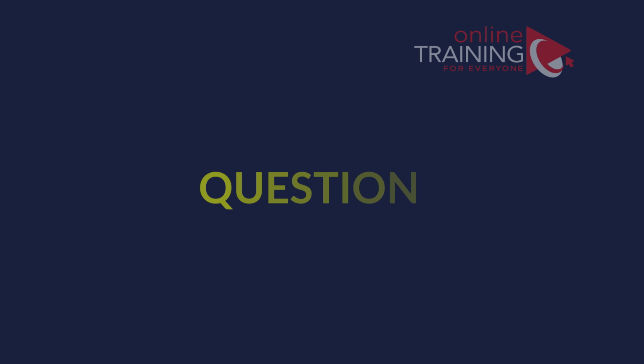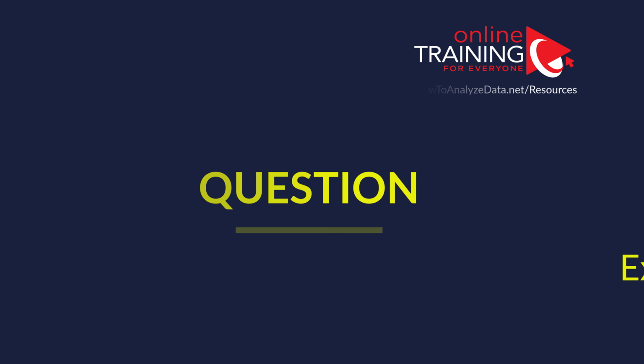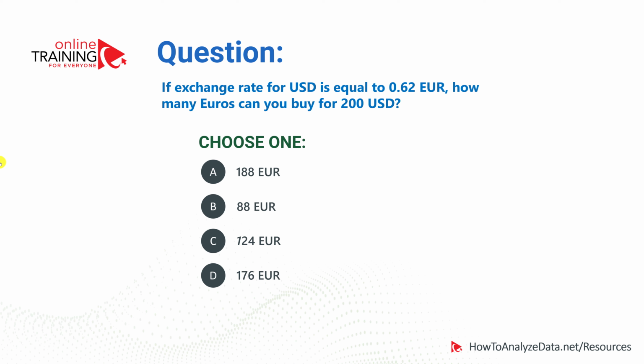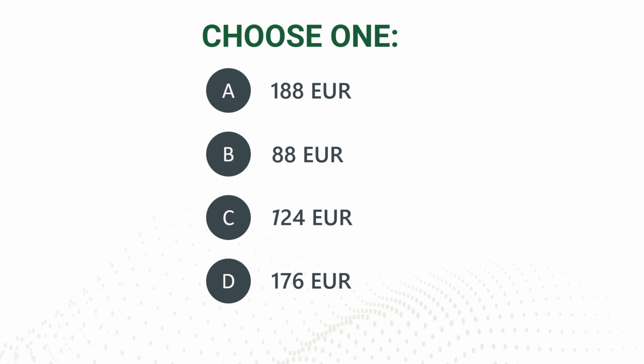Let's look at the question you might get as part of the interviewing with financial organizations. If exchange rate for US dollars is an equivalent of 0.62 euros, how many euros can you buy for $200? And there are four choices: 188 euros, 88 euros, 124 euros, and 176 euros. Which one do you think is right?